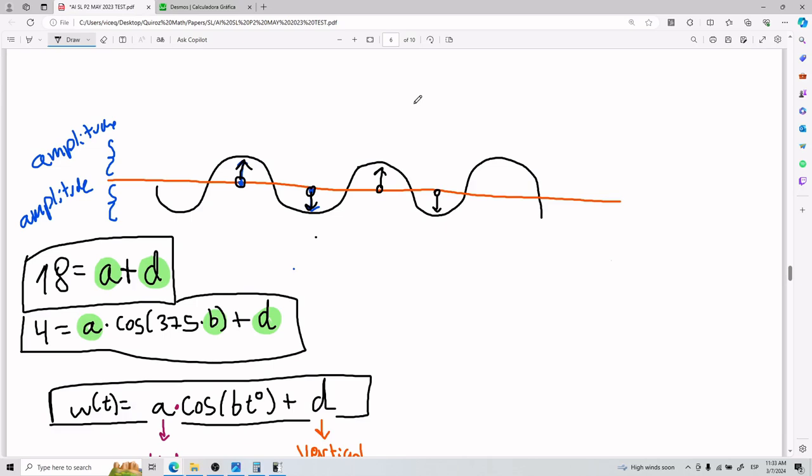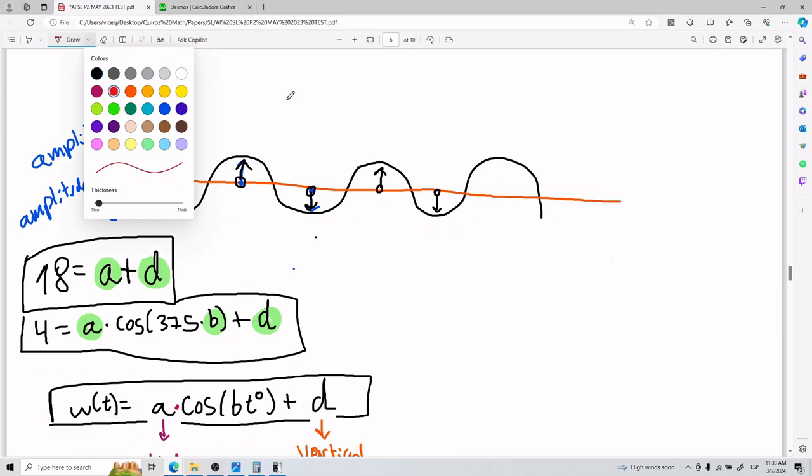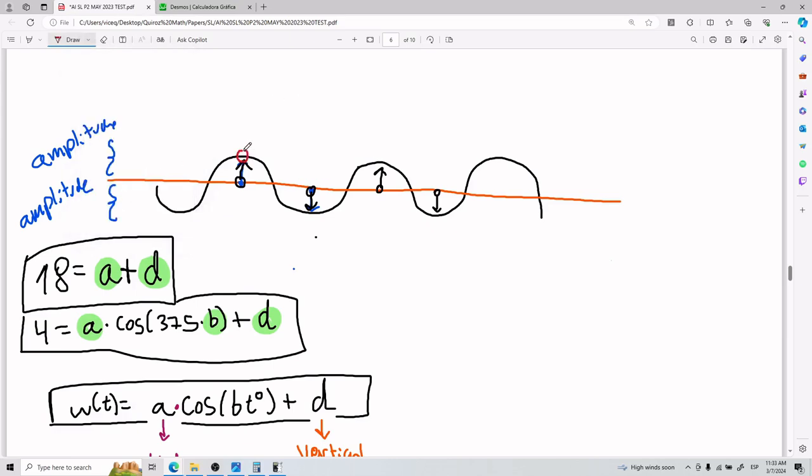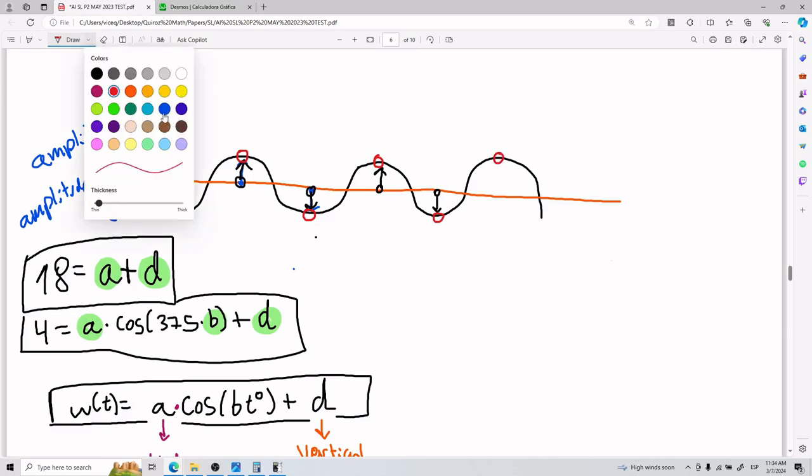Well, technically, the amplitude can be expressed in a similar way. Notice how here you have the maximum, and here you have the minimum. The maximum and minimum keep on repeating. It's always the same maximum and minimum. So what does that help me identify? Well, the amplitude is going to be half the distance.